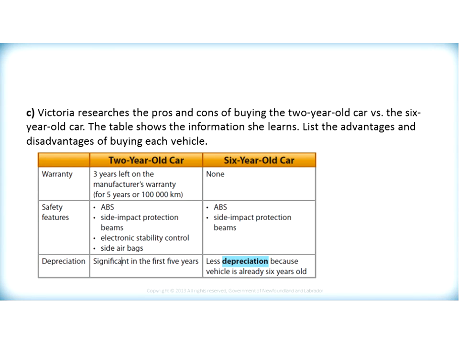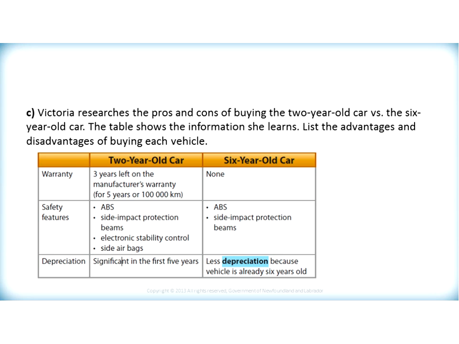So Victoria researches the pros and cons of buying a 2-year-old car versus a 6-year-old car. The table shows the information she learns, and lists the advantages and disadvantages of buying each vehicle. The 2-year-old car still has 3 years left on the manufacturer's warranty because it has 5 years or 100,000 kilometers. The 6-year-old car has no warranty left. So any repairs that need to be made, she'll have to pay for. The 2-year-old car has more safety features as well. They both contain ABS brakes. They both have side impact protection beams. But the 2-year-old car also has electronic stability control and side airbags.